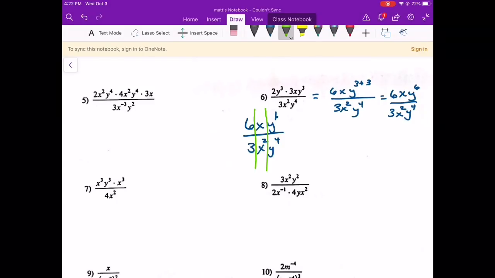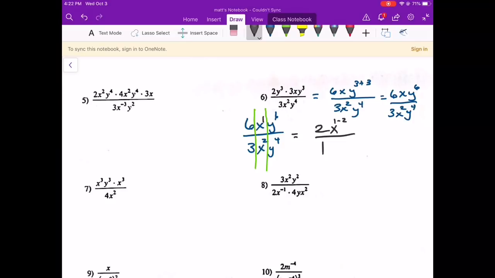So now, what I'd like to do is simplify as if this is just normal 6 divided by 3. Well, 6 divided by 3 is 2 over 1, or just 2. And now I'll deal with my x's. This is an understood 1 on that x. So that's an x to the 1 minus 2. And all the results are going in the numerator. They're all going in the top. And I'll deal with those negative exponents in a bit.